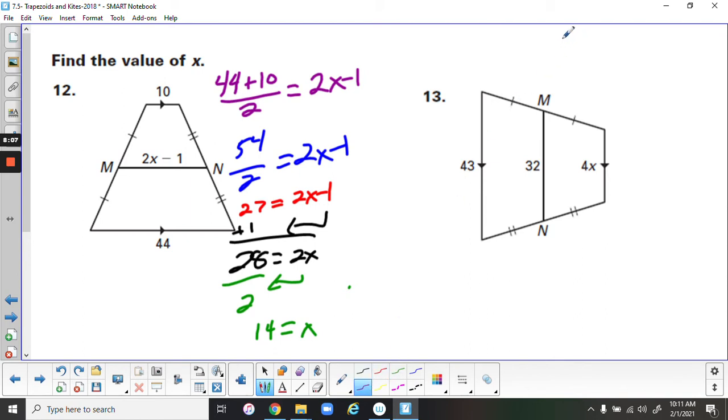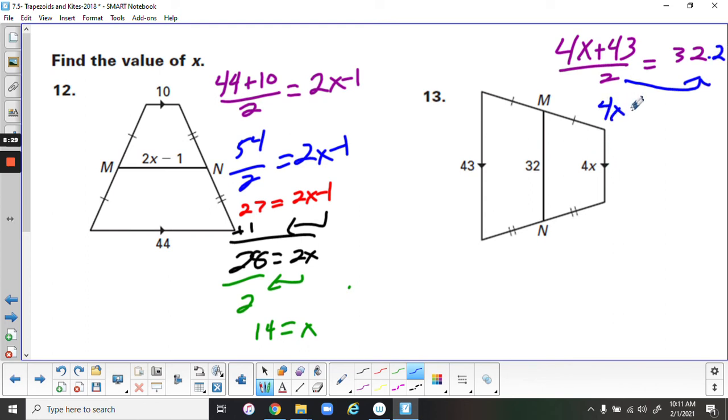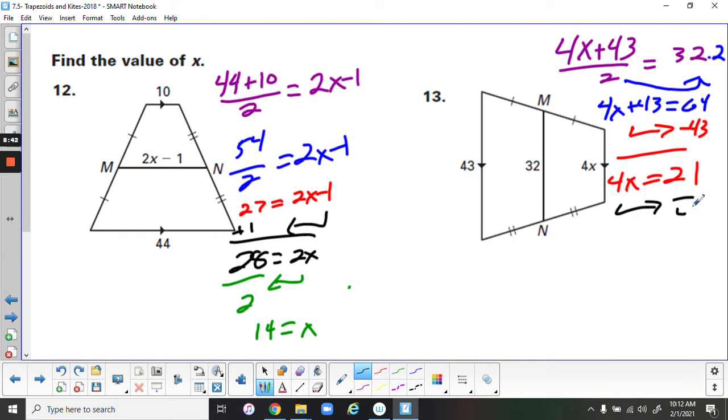So we're going to go base plus base divided by 2 equals the middle. You're going to get a decimal on this one. So that's a divide by 2. To get rid of it, we come over here and multiply by 2. So I got 4x plus 43 equals 64. Subtract 43, you got 4x equals 21. Divide by 4, so you get 5.25.